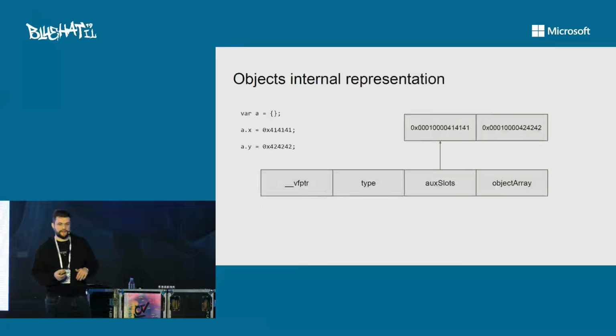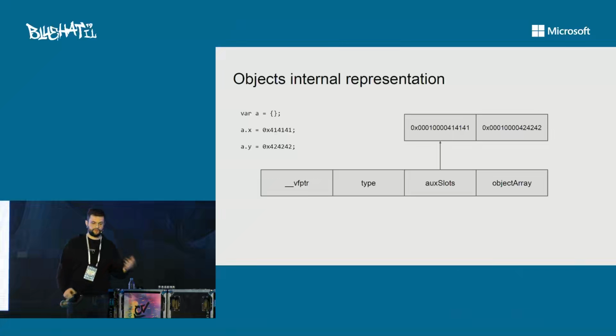So, object layouts in Chakra: you have two object layouts basically. This is the most default one. I realized this morning that the code might be a bit small for the ones at the back, so I hope you'll be able to follow along. Here I declare an empty object and set two properties on it, x and y. Those are integers, 1 and 2. And if you look in memory, this is the layout that you'll have.